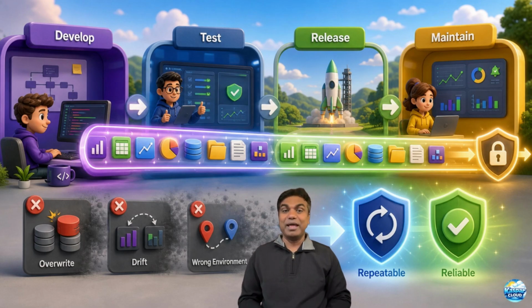Fabric Lifecycle Management helps teams develop, test, release, and maintain analytics assets with more control and less manual risk. This matters because Fabric solutions often include notebooks, lakehouses, pipelines, semantic models, reports, warehouses, event streams, and configuration values that must move together safely. Without a structured CI/CD process, teams can easily lose track of changes, override each other's work, or deploy content that points to the wrong environment. The goal is to make Fabric delivery repeatable, auditable, and reliable from development to production.